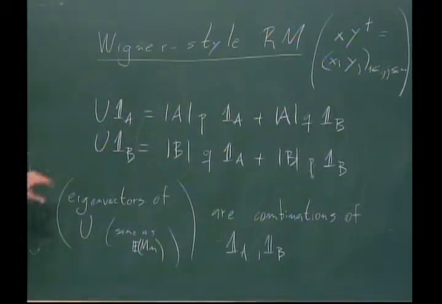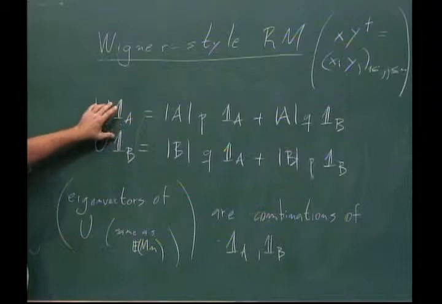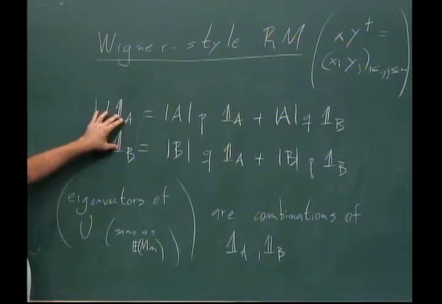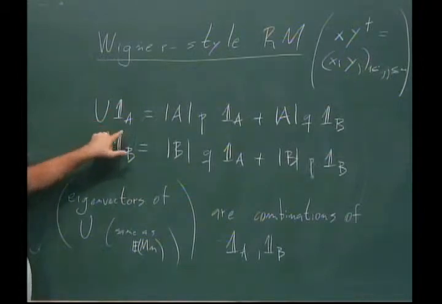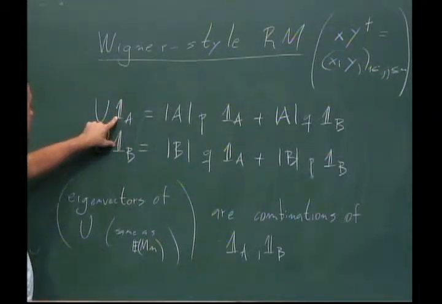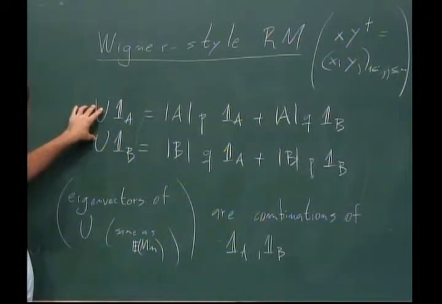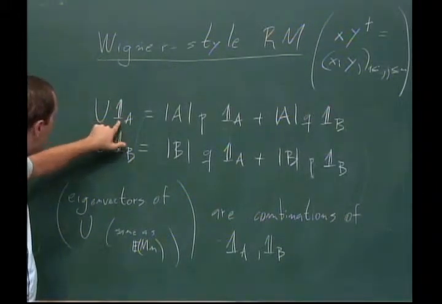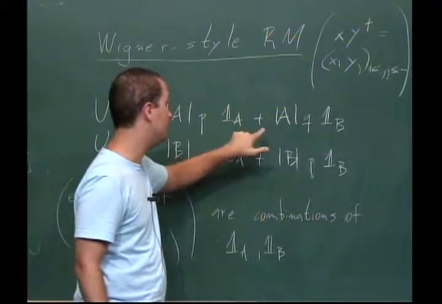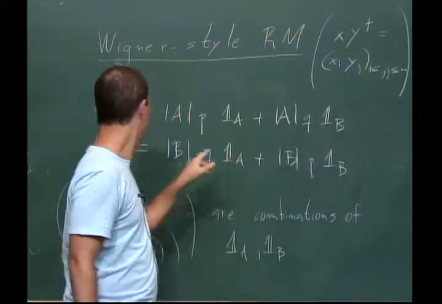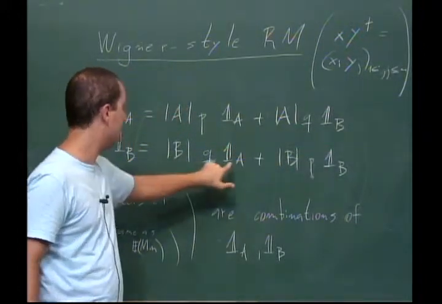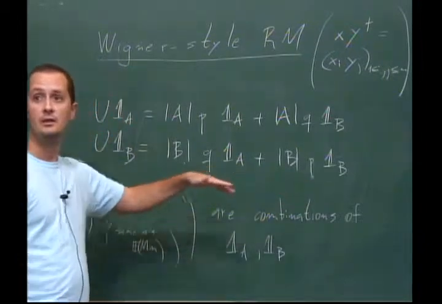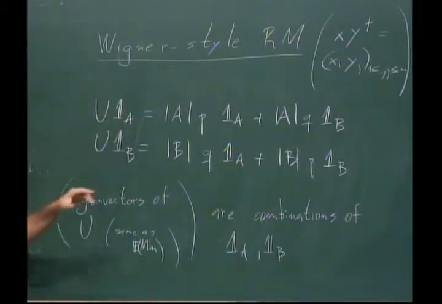Essentially, if you try to find eigenvectors in the span of these two vectors, you have just a 2-by-2 problem. The matrix U acts on these two vectors as a 2-by-2 matrix, right? It maps the indicator of A to a combination of the indicator of A and the indicator of B, and maps the indicator of B to a combination of the indicator of A and the indicator of B. So it keeps the subspace invariant.